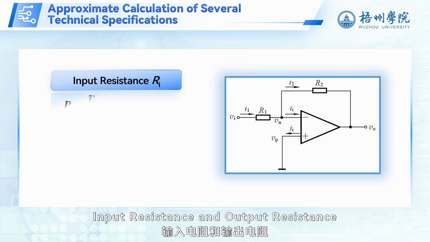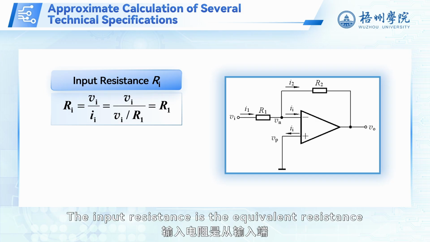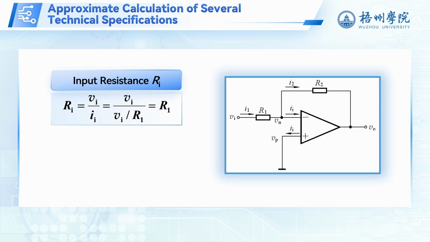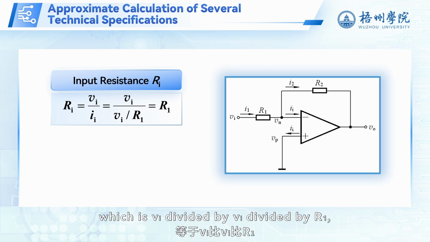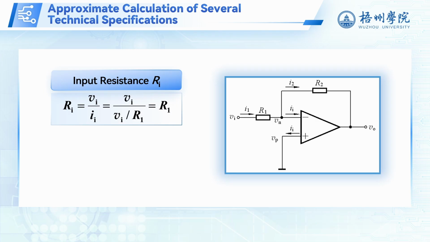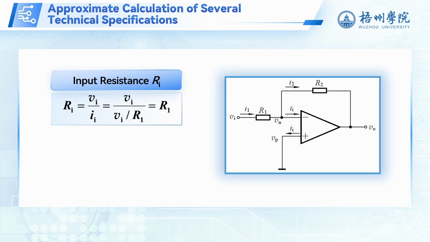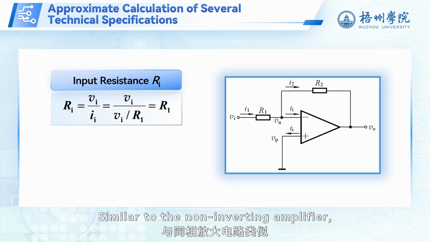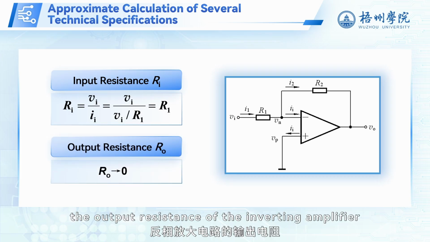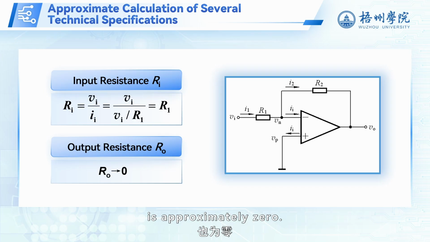Input resistance and output resistance. The input resistance is the equivalent resistance seen from the input terminal. Since Vn equals 0, we have Ri equals Vi divided by I, which is Vi divided by (Vi divided by R1), resulting in R1. The input resistance of an inverting amplifier is much smaller than that of a non-inverting amplifier. Similar to the non-inverting amplifier, the output resistance of the inverting amplifier is approximately 0.